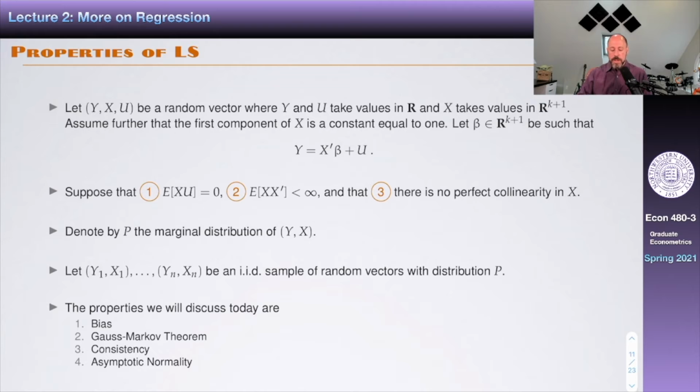And then we denoted by P the distribution of y and x. And we assumed that we had a random sample of size n from this distribution P that we're denoting (y1, x1), dot, dot, dot, (yn, xn). The properties of least squares that we're going to discuss today are that the least squares estimator is unbiased under certain assumptions, and that it is going to satisfy something called the Gauss-Markov Theorem. It's going to be consistent and asymptotically normal. And we're going to go through these properties one by one.